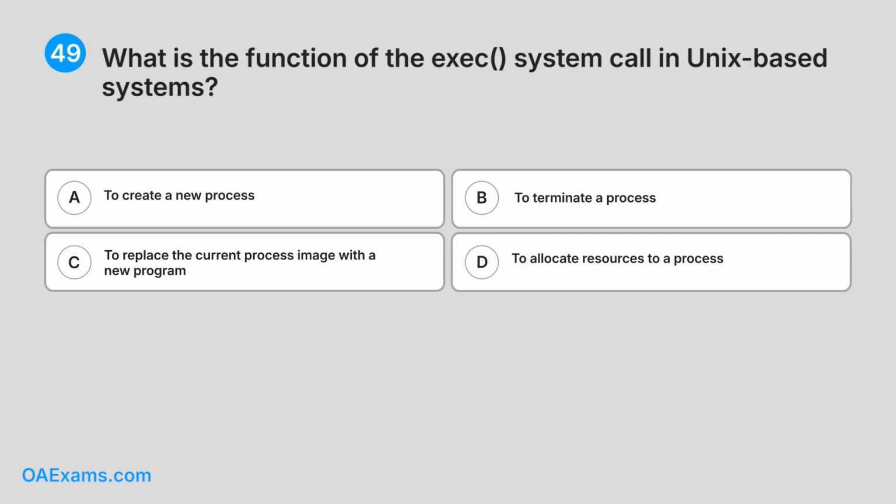49. What is the function of the exec system call in Unix-based systems? A. To create a new process. B. To terminate a process. C. To replace the current process image with a new program. D. To allocate resources to a process. What do you think is the answer?